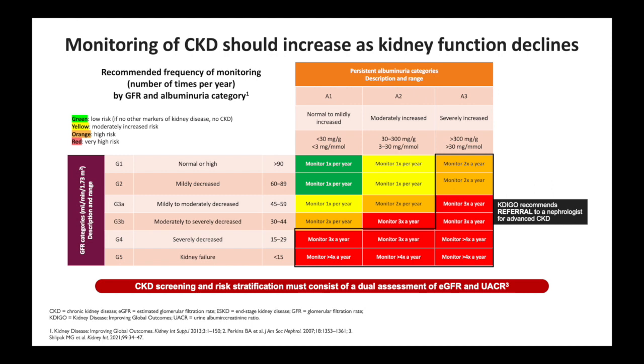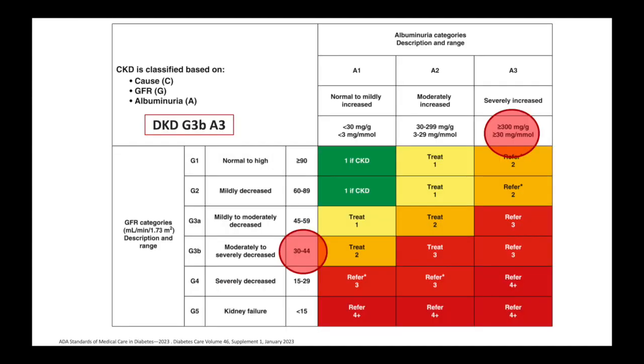So depending on the level of the EGFR as well as the level of the albuminuria, you eventually stage the patient and recommend the frequency of monitoring as well as referral to a nephrologist. So anytime, for example, you have a patient with an EGFR of around 35 mL per minute and albuminuria of more than 300 milligrams per gram, then you label that patient as someone with DKD G3B A3. So that would be the level of CKD for this patient with diabetes.